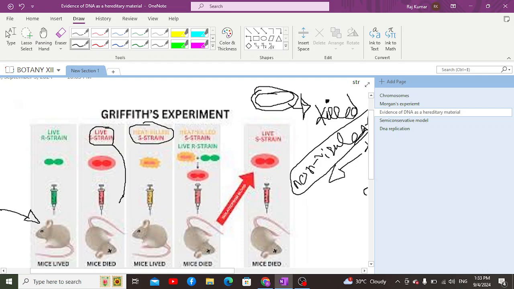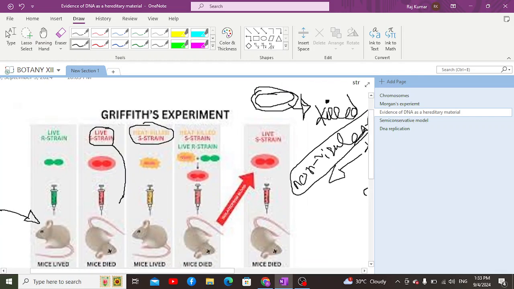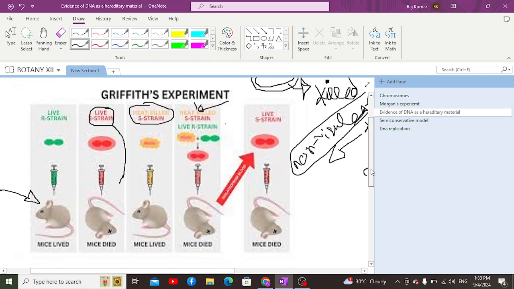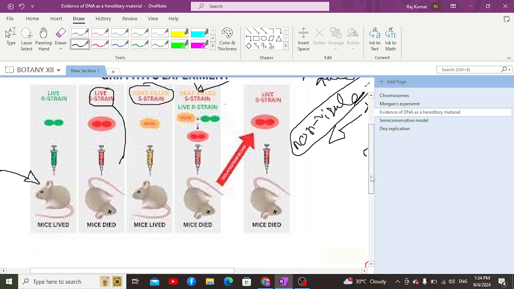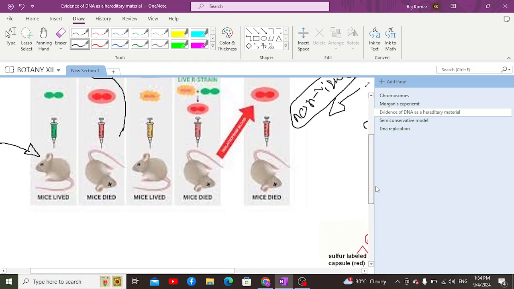In the fourth experiment, he utilized heat-killed S strain and live R strain. Heat-killed S strain, which was dead, and live R strain, which was alive. When he mixed both of these, the dead S strain and the alive R strain, he noticed that after a few moments the mice died due to the heat-killed S strain and live R strain which were injected into it.